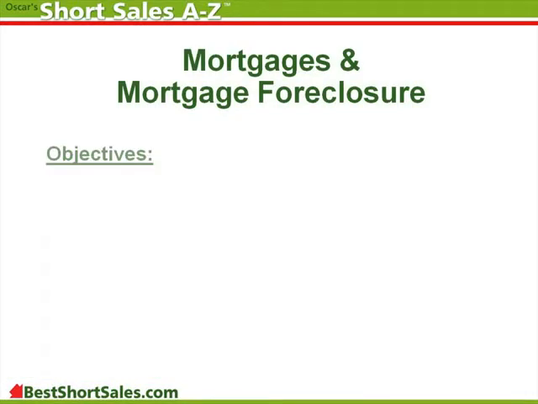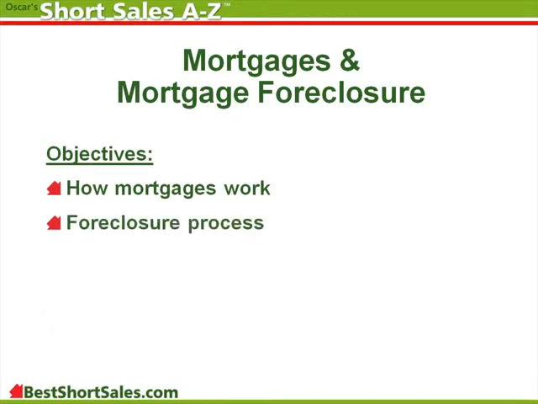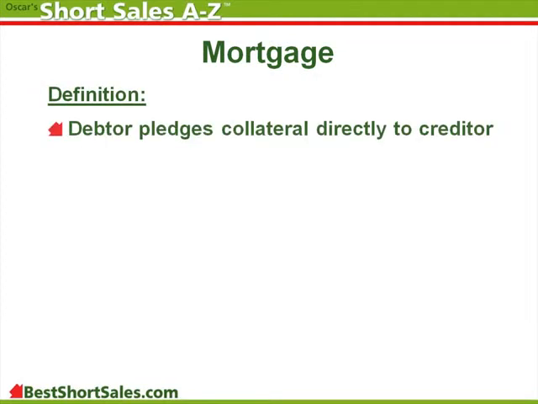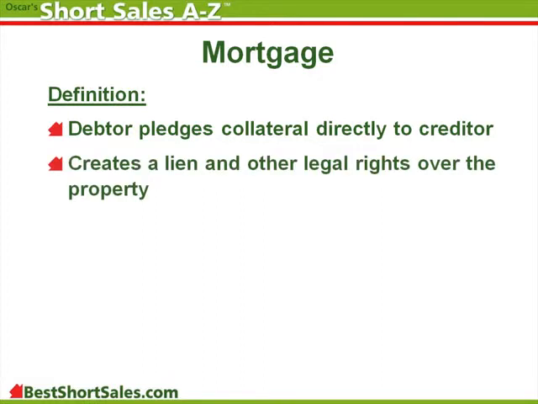Mortgages and mortgage foreclosure. Objectives. The objectives of this chapter are to understand how mortgages work and their foreclosure process. Mortgage. Definition. A mortgage is a voluntary collateralization instrument in which a debtor pledges directly to a creditor real property as collateral for performance of an obligation.